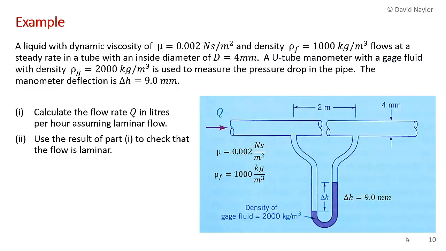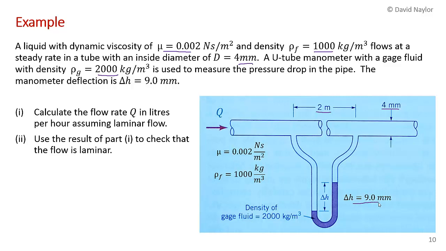So I'll end with a numerical example. We're going to consider a liquid with a dynamic viscosity of mu equals 0.002 Newton-second per meter squared, and a fluid with density of 1,000 kilograms per cubic meter flows at a steady rate in a tube with an inside diameter of 4 millimeters. So you can see the diameter here. And a U-tube manometer with a gauge fluid with density of 2,000 kilograms per cubic meter is used to measure the pressure drop in the pipe. And the distance between the taps of the manometer is 2 meters. And the manometer deflection is 9 millimeters.